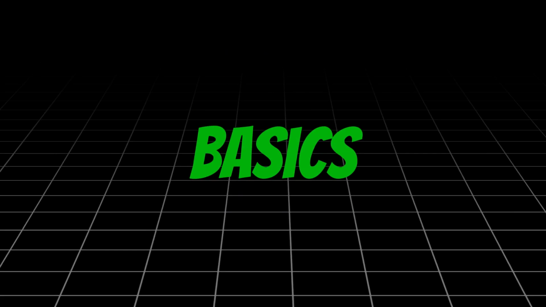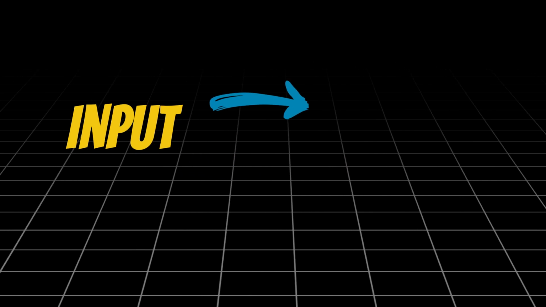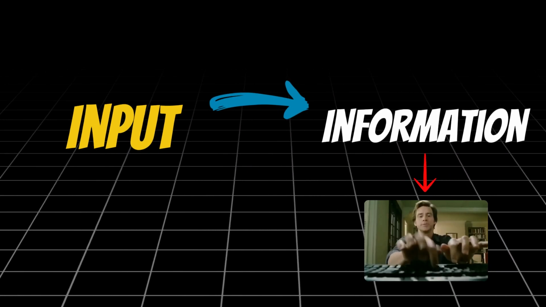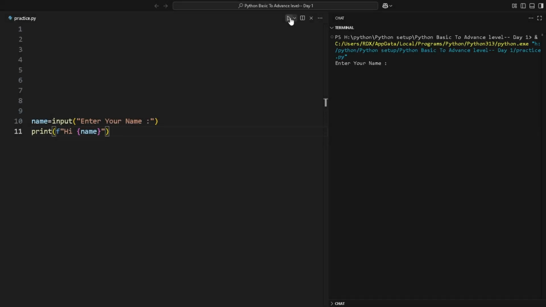Let us begin with the basics. Input simply means information that a person types into the program while it is running. So imagine this. You open your program. It asks, "What is your name?" And you type ZeroBug, and your program replies, "Hello, ZeroBug." That back and forth is what makes your code interactive.